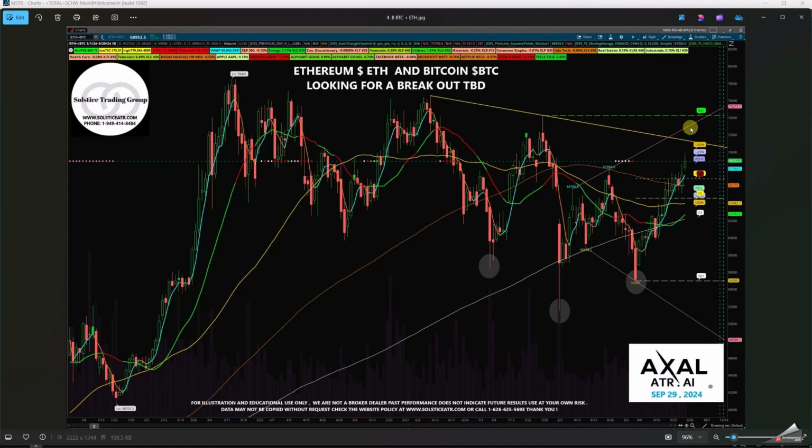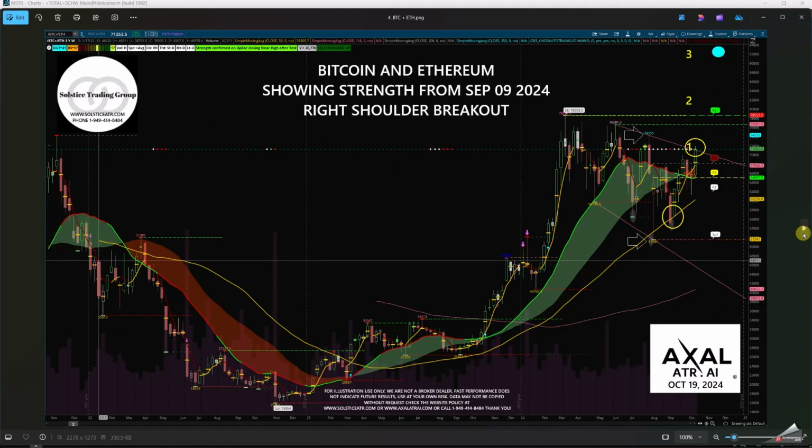You can see it. We can test this backside, fall back and create a round bottom and continuation, or do we run away and continue to break up to the upside on Ethereum and Bitcoin? Let's go next. Here I put the weekly BTC and Ethereum, and I'm showing that there is strength and confirmation of an uptrend. Short term is up, midterm is down because we're a little bit pushed, and the long term is still up.